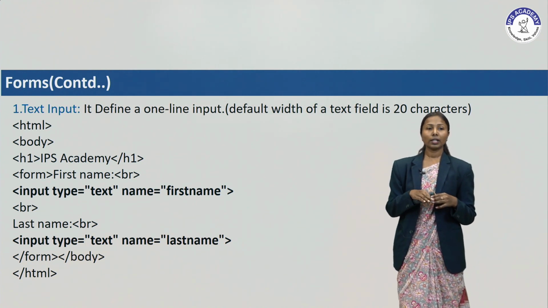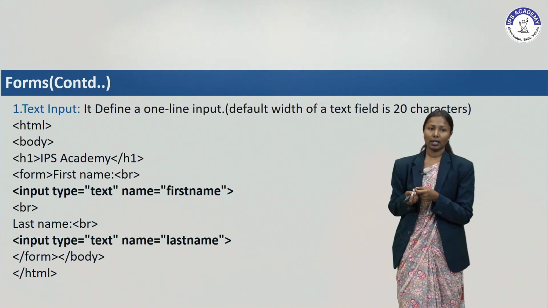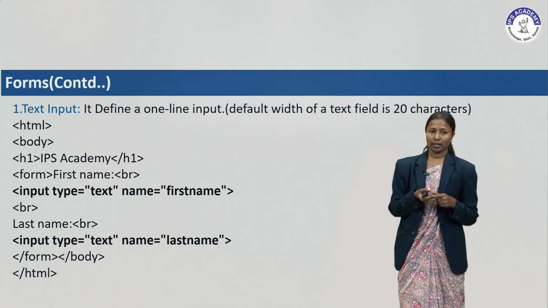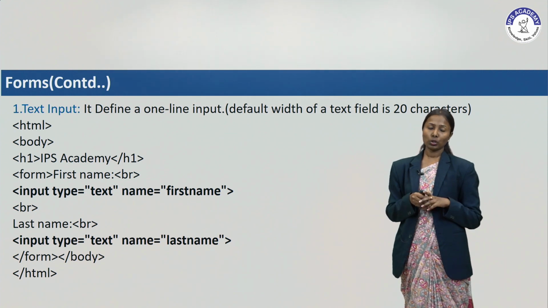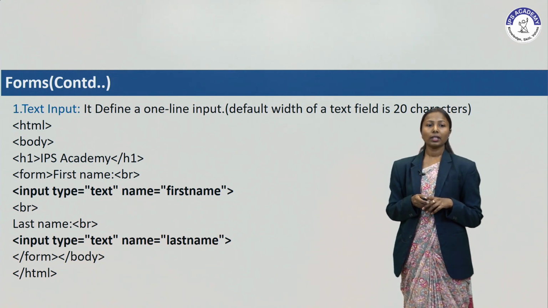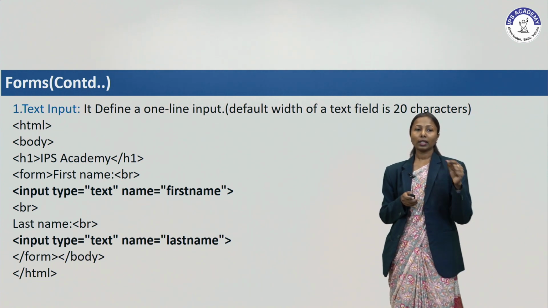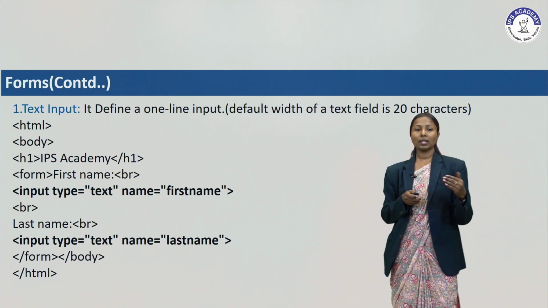Fine. So for creating an input box you have to type input type is equal to text, right? Type is the attribute and we are assigning the value text, which means we require input from the user in the form of text. After that, for the name attribute we are assigning first name. After that I am again using one br tag, which means the last name will appear in the next line.